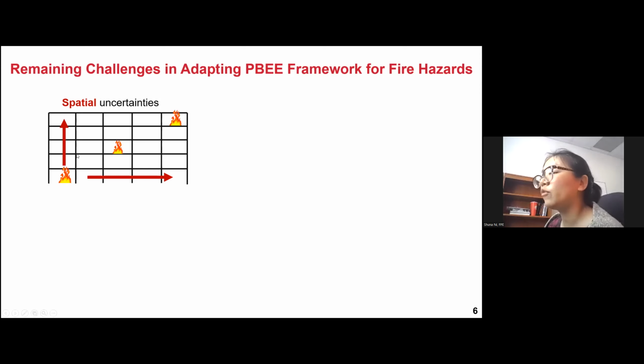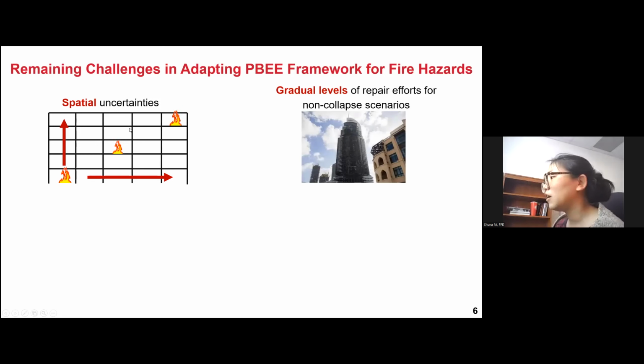For one thing, when a fire happens, you never know where the fire begins, so there are spatial uncertainties. Another thing is that fire damage has gradual levels of repair effort for non-collapse scenarios. It is easy to quantify the repair effort if a building collapses. But reinforced concrete structures usually have relatively good fire resistance, so under fire hazard these buildings usually do not collapse. So the damage has gradual levels of repair effort, and it is very difficult to quantify.